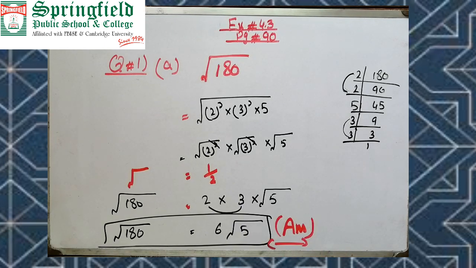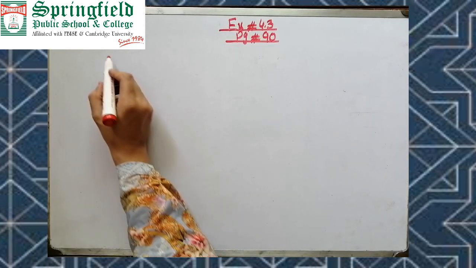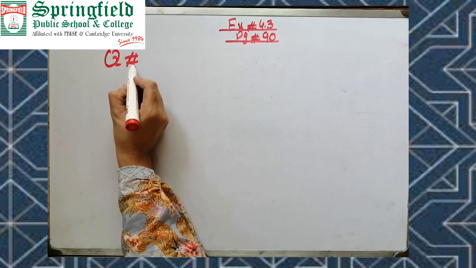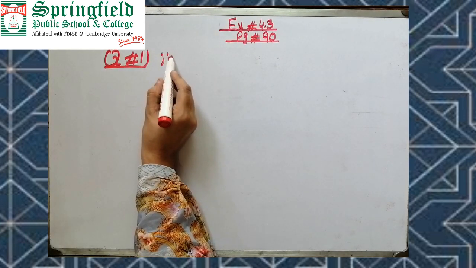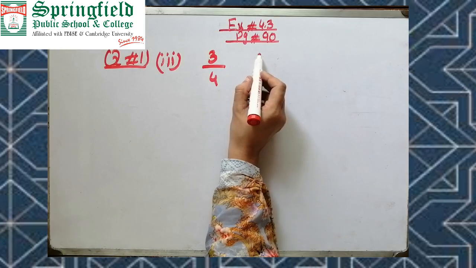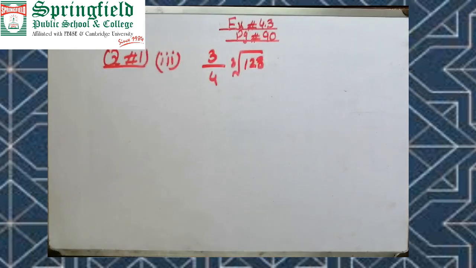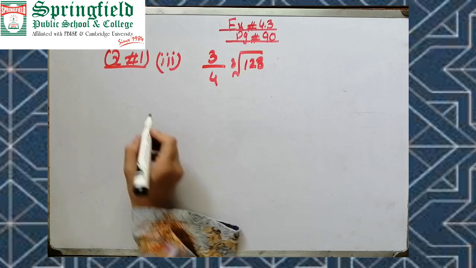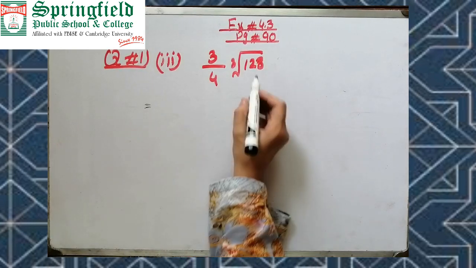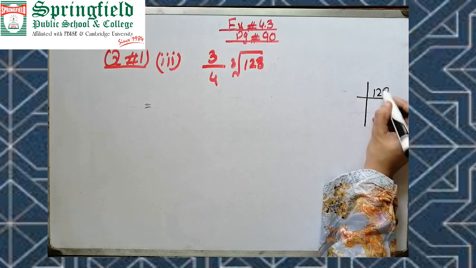Understood, beta? Okay. Now come on the C part, means the third part. The third part is 3/4 the cube root of 128. So how can we solve this question? First we will find the factors of 128 by using the prime factorization method.